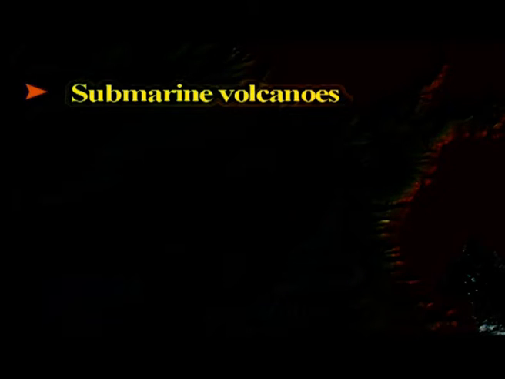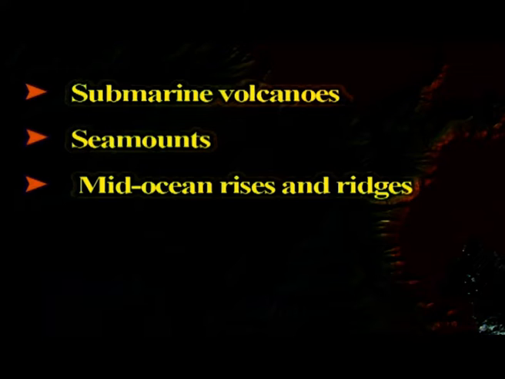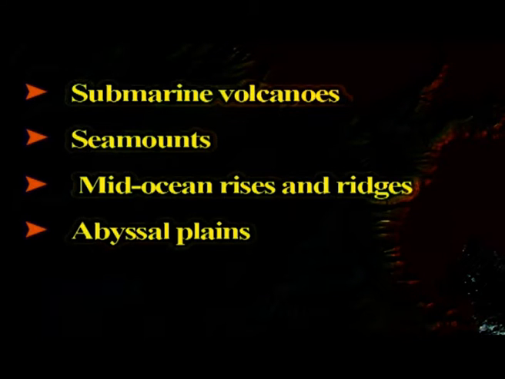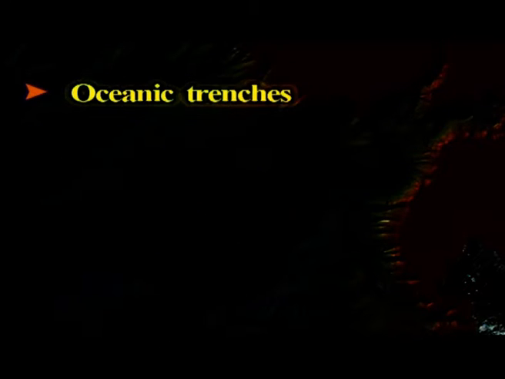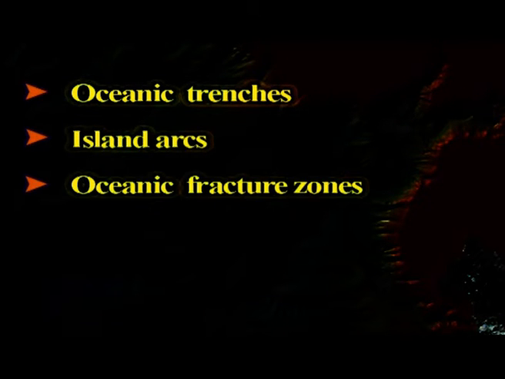The schematic profile of an ocean basin shows the following 10 features. Number 1, the submarine volcanoes. Number 2, sea mounts that are isolated submarine hills with steep sides, volcano shaped more than 1 kilometer in relief. Third one is the mid ocean rises and ridges. Then come the abyssal plains, the knolls or abyssal hills, the oceanic trenches, the island arcs, then the oceanic fracture zones in the oceans, which are generally east west oriented.